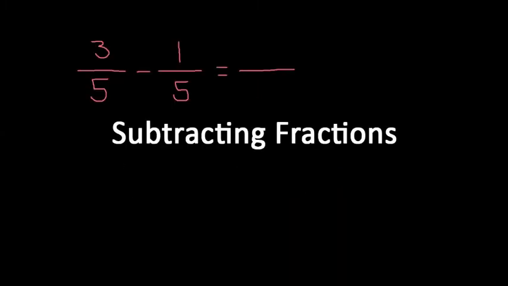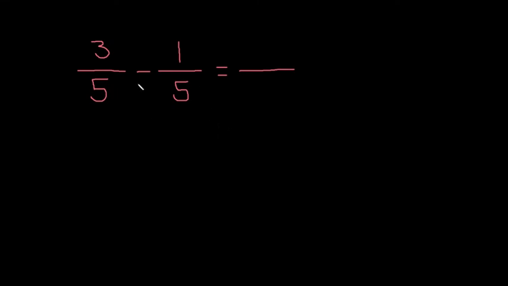Subtraction is pretty much the same. The only difference is you're subtracting. The denominators need to stay the same again. In this case, the denominators are the same, so we just bring it over. And then 3 minus 1 is 2. So 3/5 minus 1/5 equals 2/5. Pretty simple.